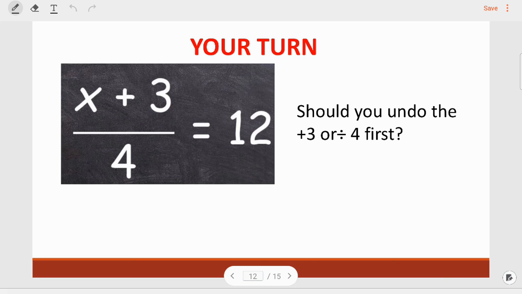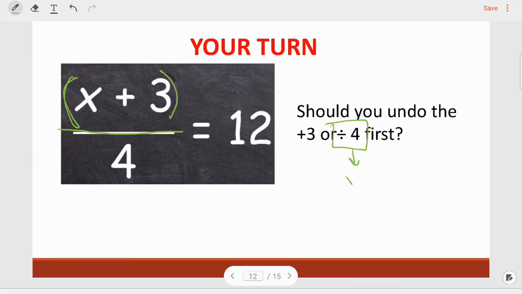Okay, so let's answer that first question. Should you undo the plus 3 or the divide by 4 first? Well, remember that the plus 3 is, and I'm going to change colors really quick. The plus 3 is trapped by my fraction bar's imaginary parentheses. So I need to get rid of the divide by 4 first.